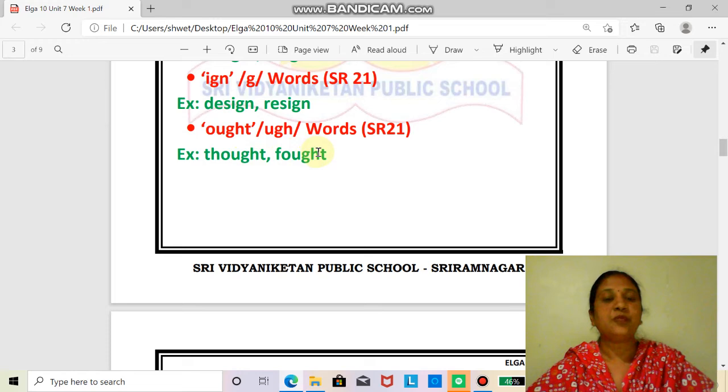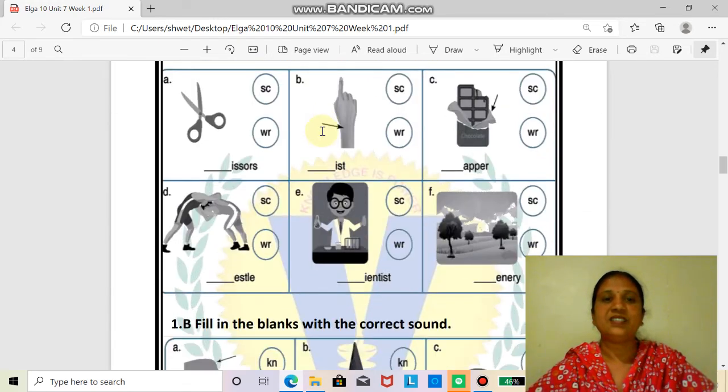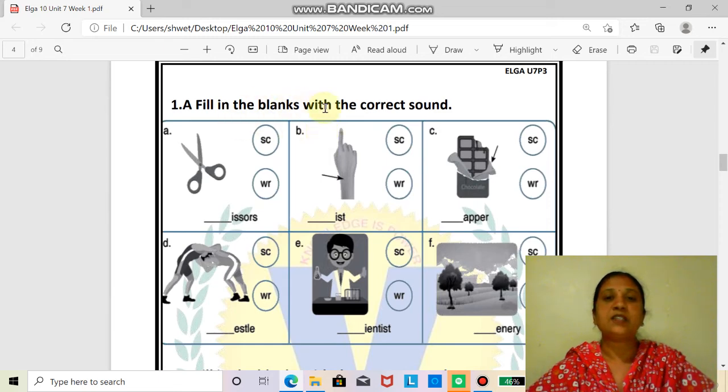Now let us see the exercise based on these topics. Fill in the blanks with the correct sound. Students, here there are some pictures. You have to look at the picture and choose the correct sound from the help box and fill in the blank. First, look at the picture. Then say the word. Then choose the correct sound from the options and fill in the blank. Let us do an example. What is this picture?